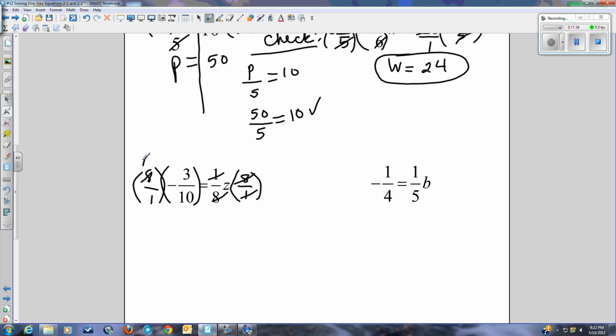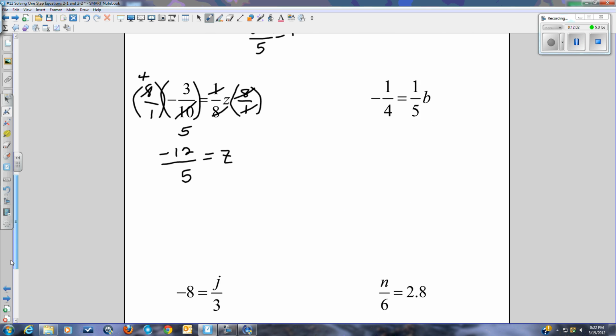No, I'm sorry. We don't want to divide by 8. We want to divide by 2. The biggest number that'll go into both 8 and 10 is 2. 2 goes into 8 4 times. It goes into 10 5 times. Now we're going to multiply. 4 times negative 3 is negative 12. 1 times 5 is 5. So we end up with z equals negative 12/5. I'm going to have you try the next one on your own.